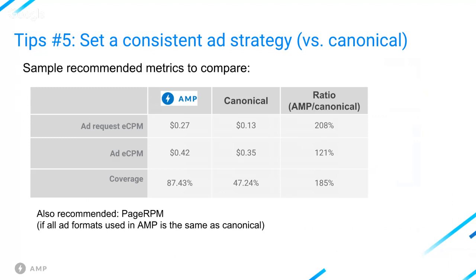So what metrics can indicate if your ad setup has been optimized? Again, it depends from publisher to publisher, but as an example for the previous publisher, we are using a combination of ad request CPM because it's AdX, ad eCPM, and coverage. If you are an AdSense publisher using the same number of ads and the same number of ad formats on AMP and Canonical, page RPM could be a simple alternative to indicate how you perform on AMP versus Canonical. So the simpler way is always to have the same number of ads and the same number of ad formats on AMP and Canonical.